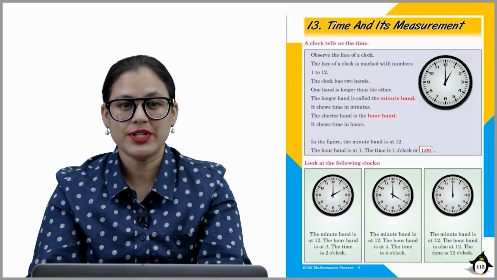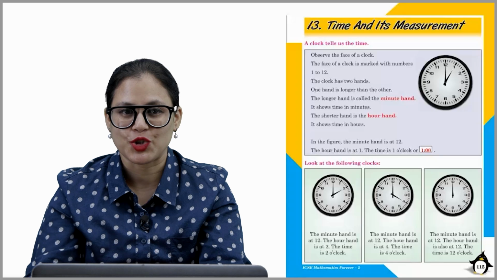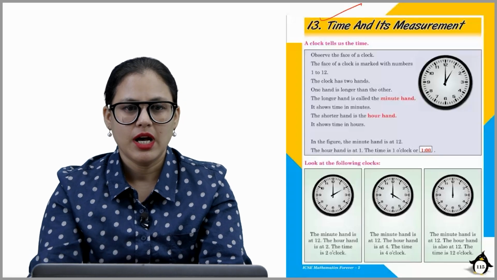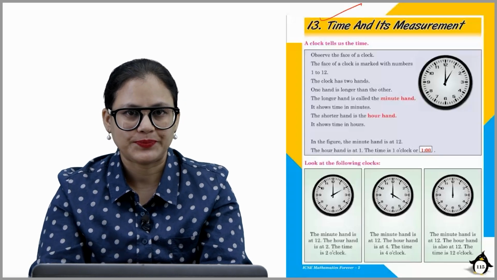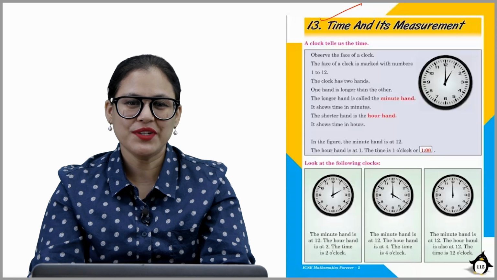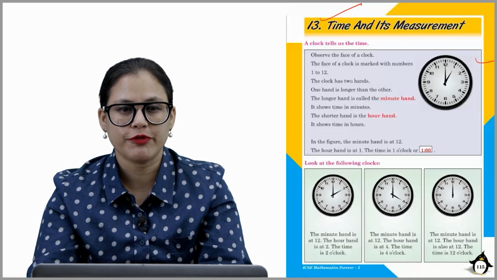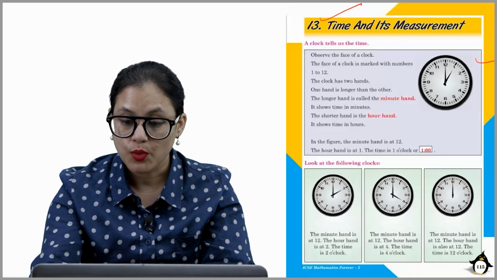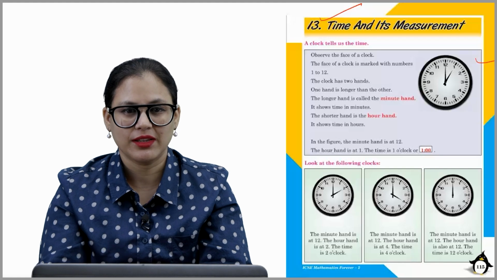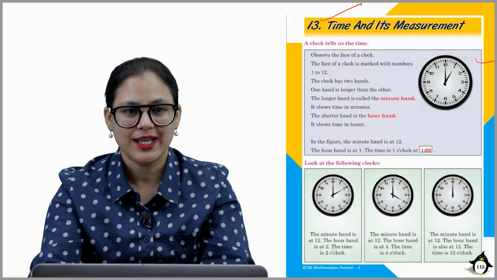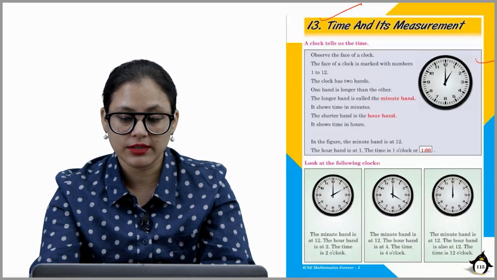Let's start today's chapter, time and its measurement. A clock tells us the time. Everybody knows that. Observe the face of a clock. The face of a clock is marked with numbers 1 to 12. The clock has two hands. One hand is longer than the other hand.